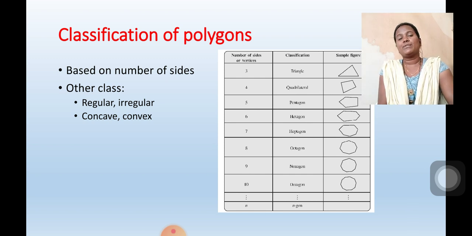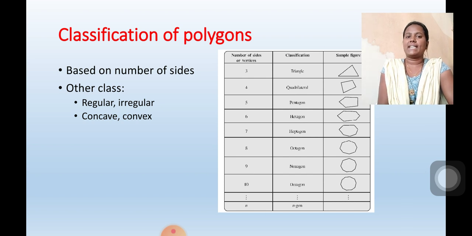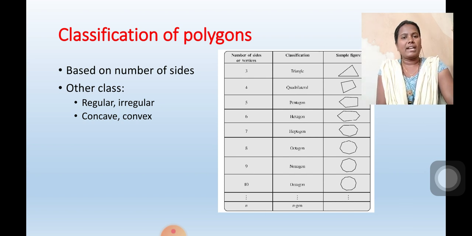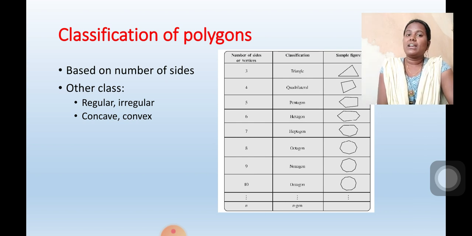Then if it is having 4 sides, then it is called a quadrilateral. So how to define a quadrilateral? A polygon which is having 4 sides is called a quadrilateral. If it is having 6 sides, yes, 6 sides, it is called a hexagon. A polygon which is having 6 sides is called a hexagon.